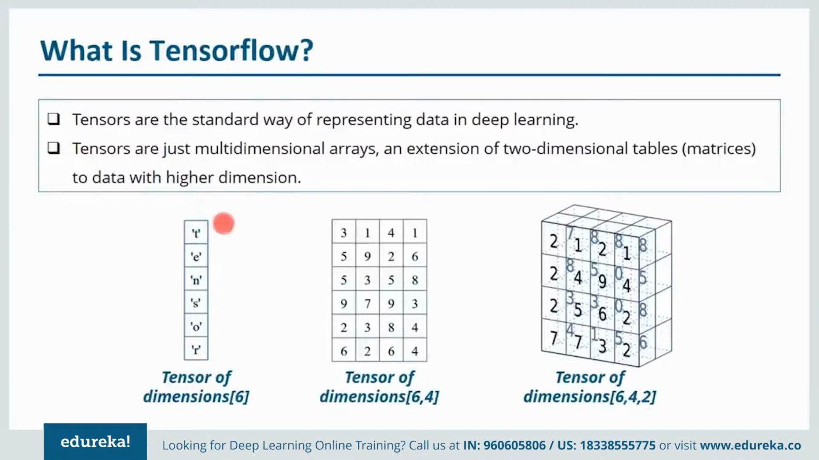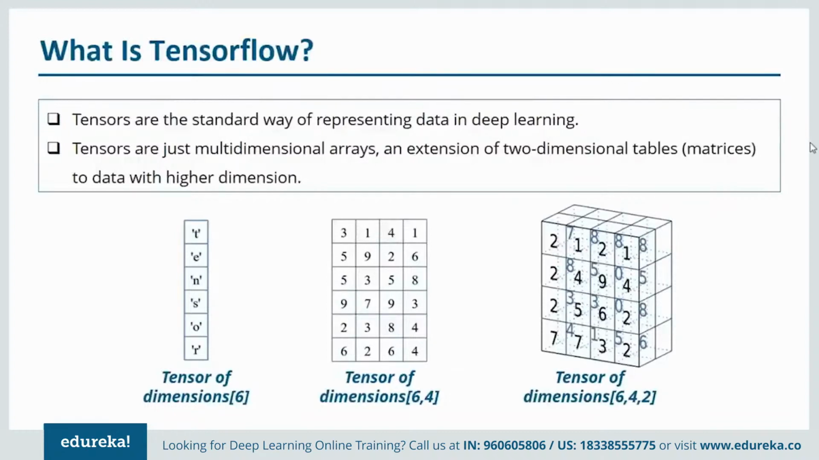This particular data is nothing but a tensor of dimension 6, because we have 6 rows and only one single column. Now over here we have 4 columns as well as 6 rows, so this becomes a tensor of dimension 6, 4. Similarly over here, we have another dimension, the third dimension, in which we have 2 values. So we consider this a tensor of dimension 6, 4 and 2. So this is nothing but a way of representing data in TensorFlow. Now if you consider the TensorFlow library, at its core it is nothing but a library that performs matrix manipulation. That is what TensorFlow is.